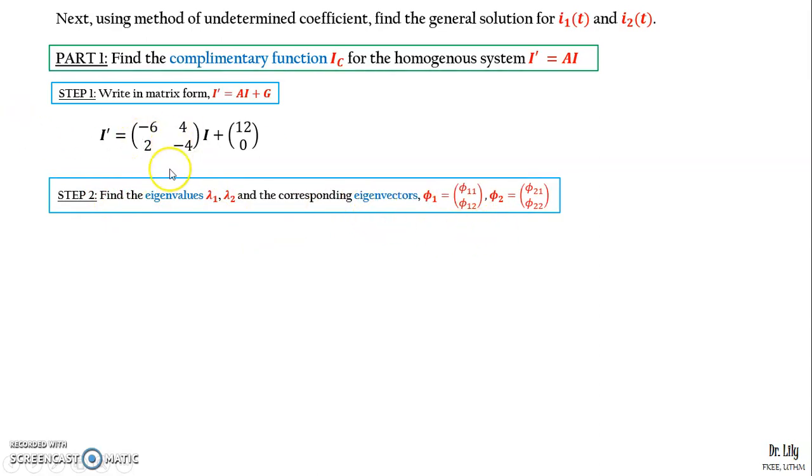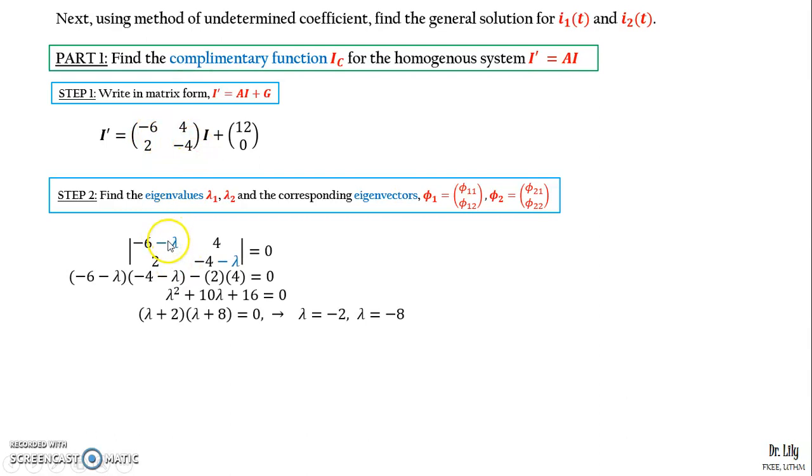As usual, based on this matrix, the elements A11 and A22 we subtract with lambda. So here we minus lambda, here also we minus lambda. These other elements we remain as 4 and 2. Once you have this matrix, we need to find the determinant value, and it is said that the determinant value should be equal to 0. From there we can find the value of our lambda.